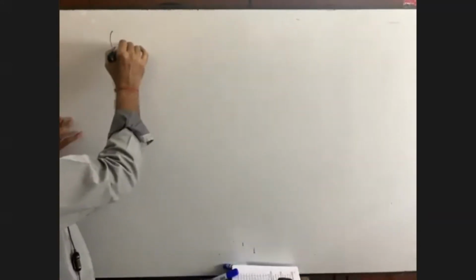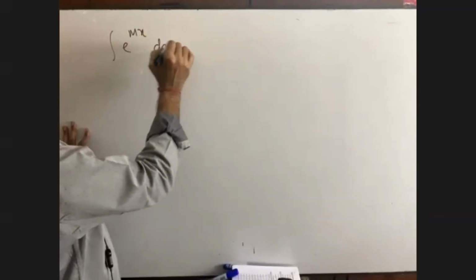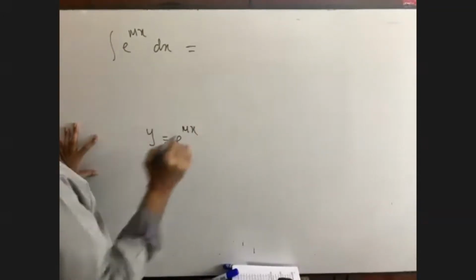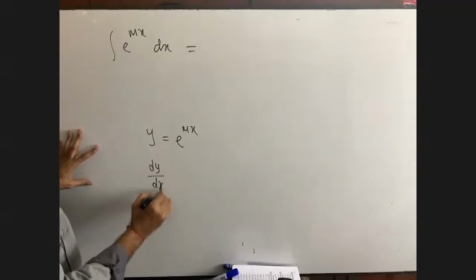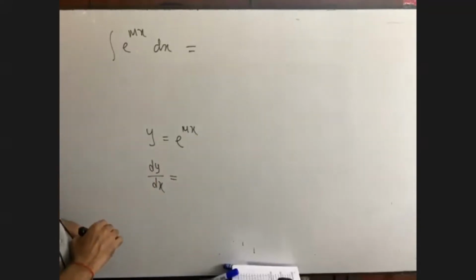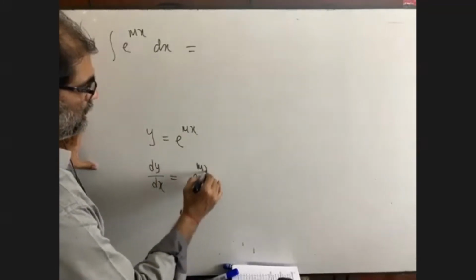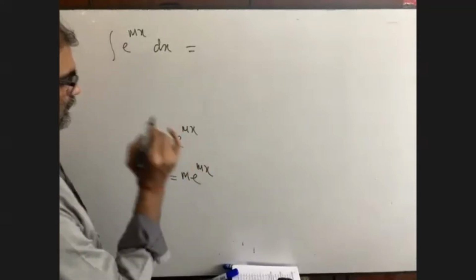Can you please let me know the integral of e to the power mx dx. At first, let y equals e to the power mx. Now dy by dx equals what? e to the power mx, then the differentiation of mx is m. So we are getting this.